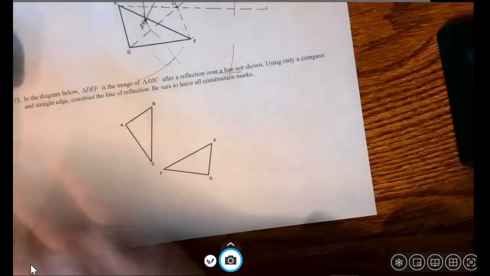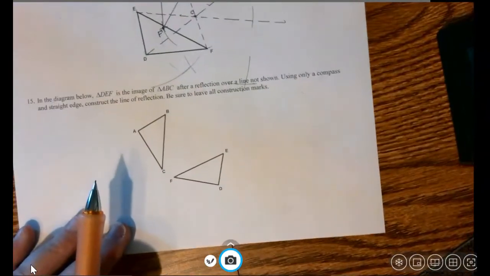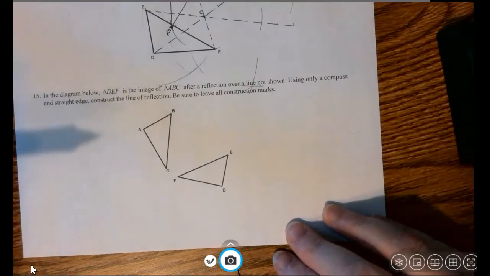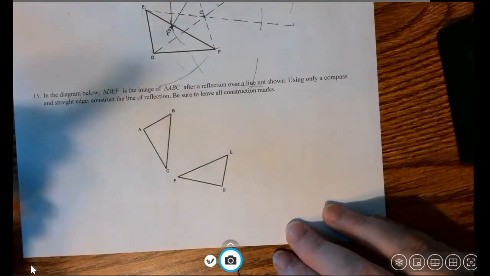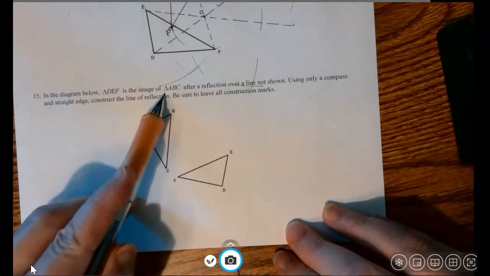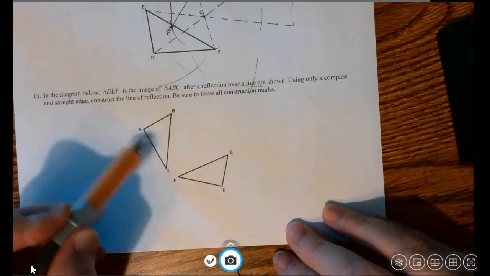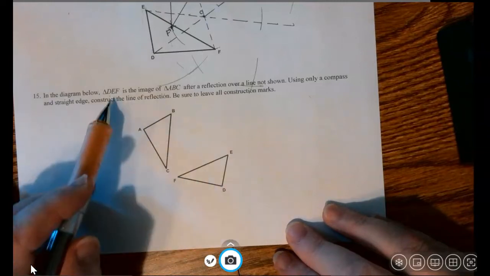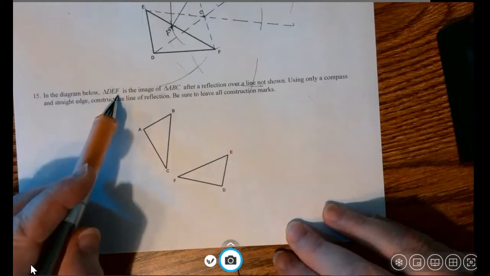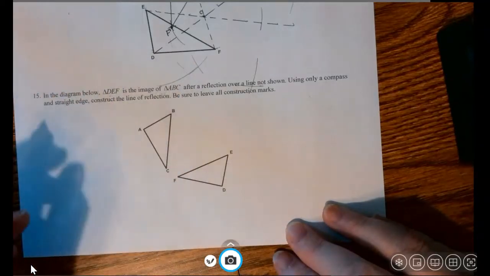All right, then for 15, we need the line of reflection. So what you need here is the perpendicular bisector between any pair of corresponding points. So D and A correspond to one another. So I can do the perpendicular bisector of segment DA. I could do the perpendicular bisector of segment EB. I could do the perpendicular bisector of segment FC. It's entirely up to you.